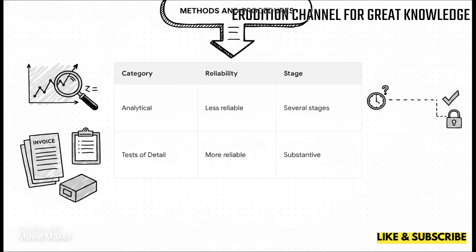Look at how they compare. Tests of detail give you far more reliable evidence than analytical procedures. Also, while analytical procedures can be applied across several different stages of the audit, tests of detail are strictly applied during this specific substantive testing stage.